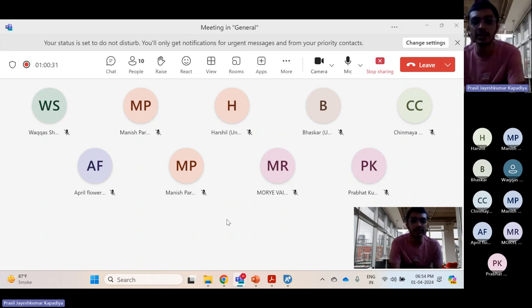We are going to discuss something else. So can anyone tell me what is the difference between azeotropic distillation and extractive distillation? I am sure you know these terms. Azeotropic distillation and extractive distillation.